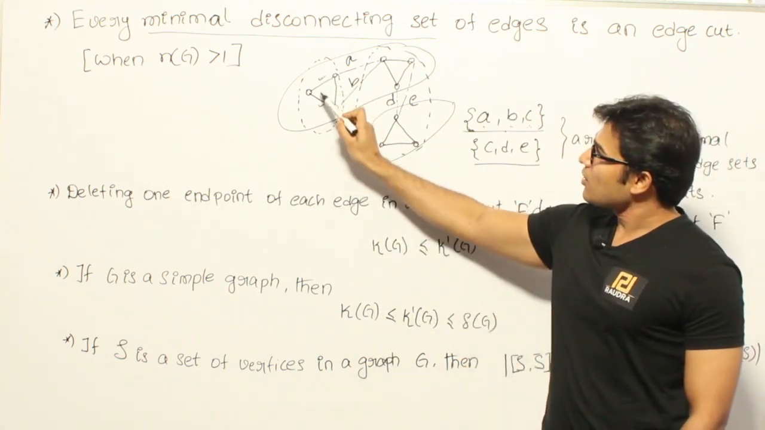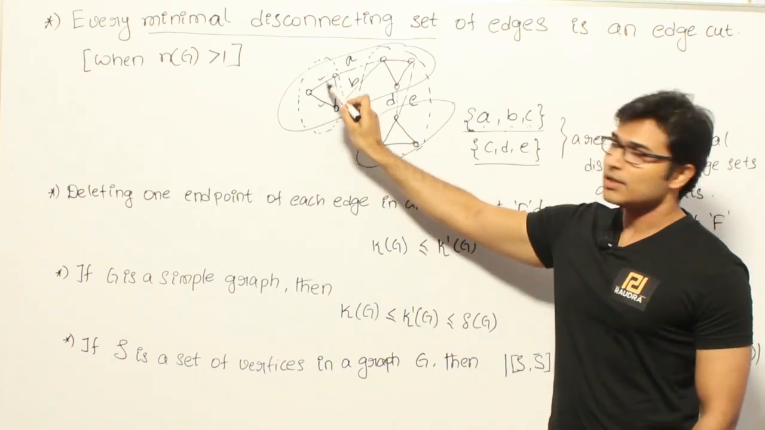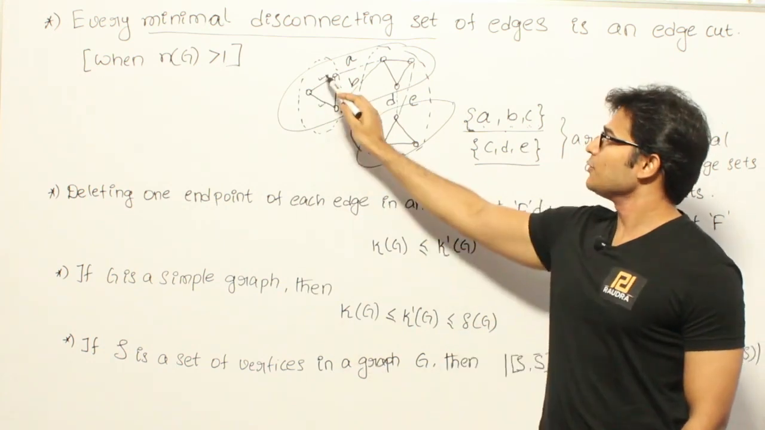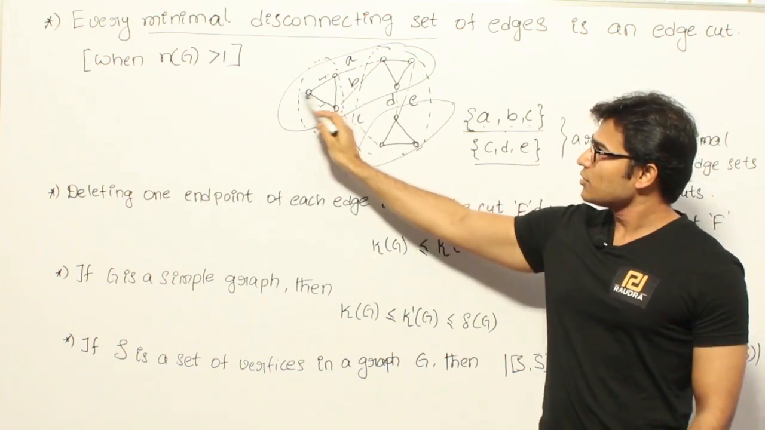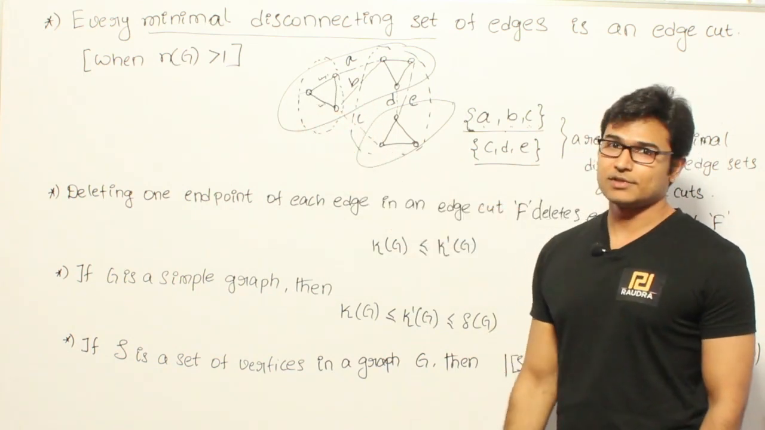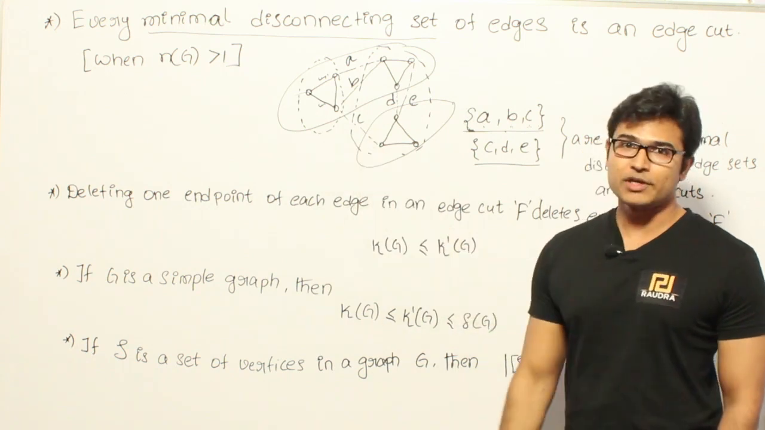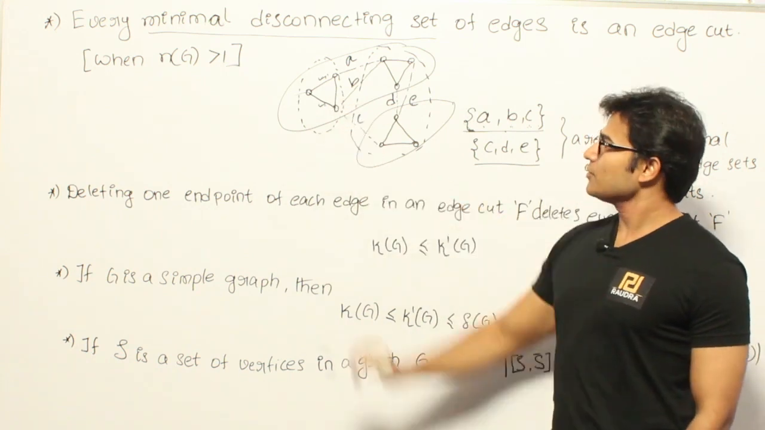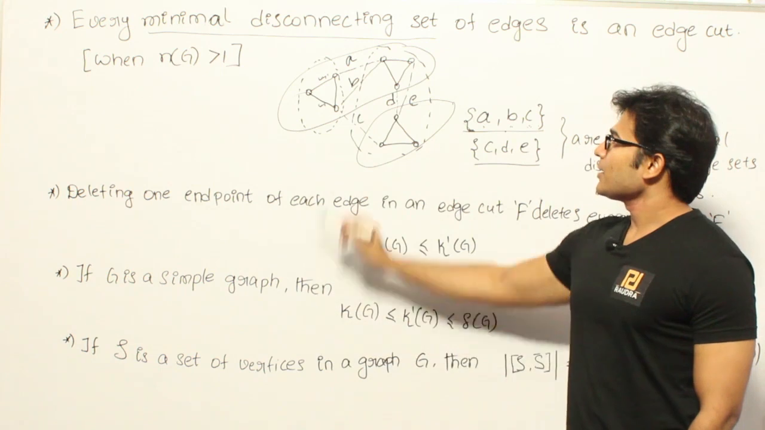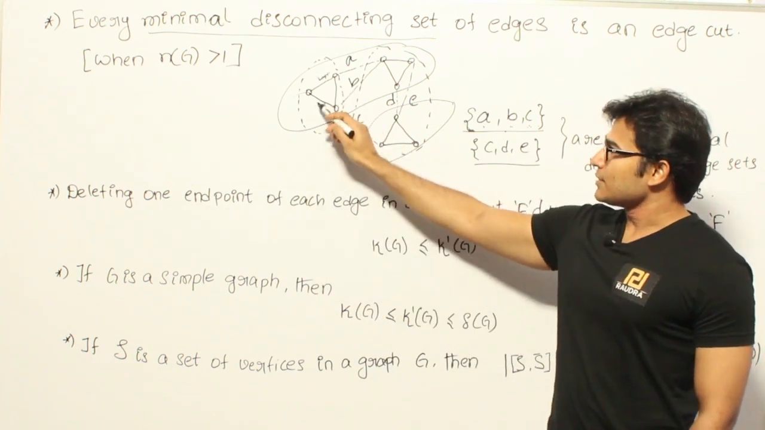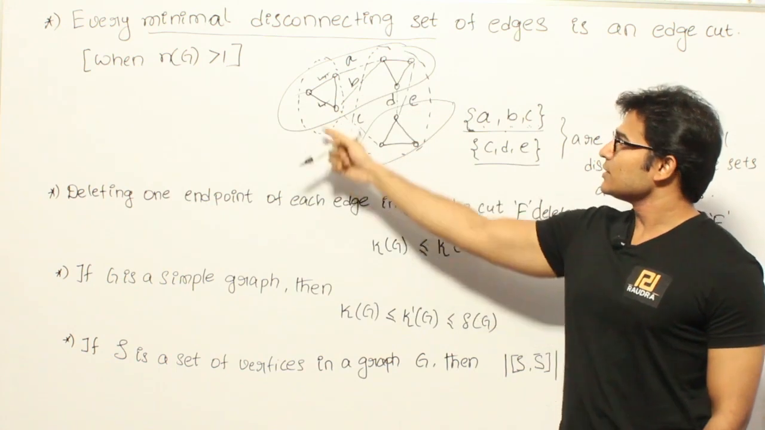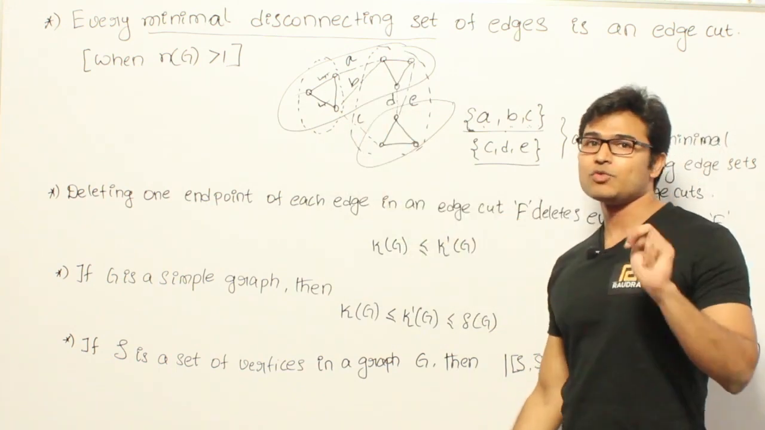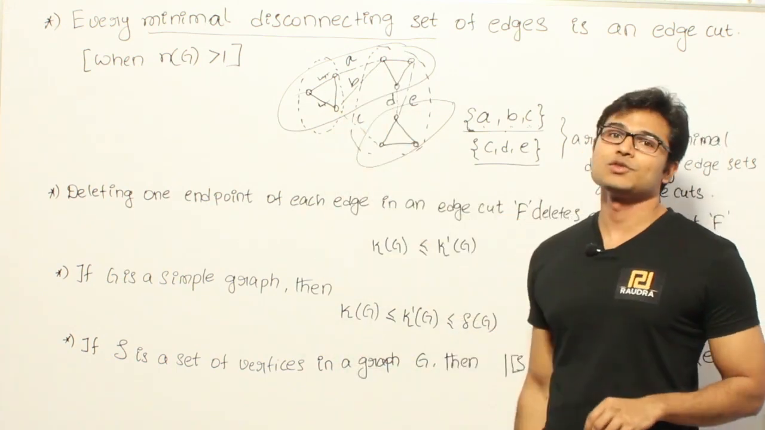These 2 edges are also going to form a minimal disconnecting set. Why? If you remove these 2, this one is going to get disconnected and you are going to get more than one component. But if you remove any one of them, you can't do it, right? In fact, this is the minimum disconnecting set. Why? If you have to disconnect anyone in this graph, you have to at least remove 2 edges, because the minimum degree here is 2.